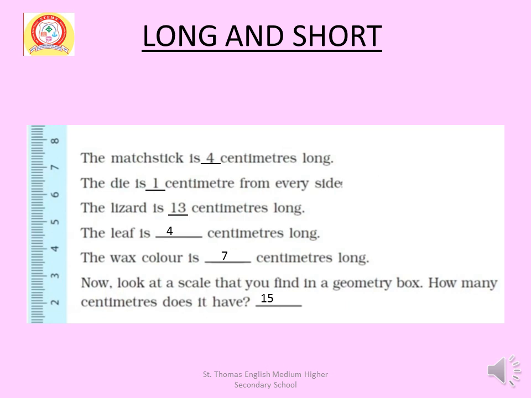Now, we write the answers of the measurements. The matchstick is 4 centimeters long. The die is 1 centimeter from every side. The lizard is 13 centimeters long. The leaf is 4 centimeters long. The wax color is 7 centimeters long.